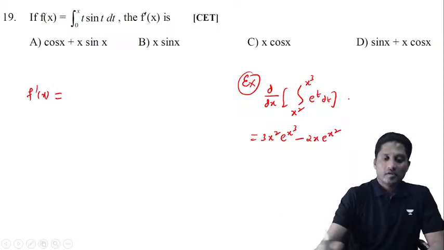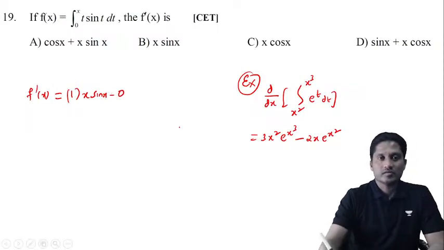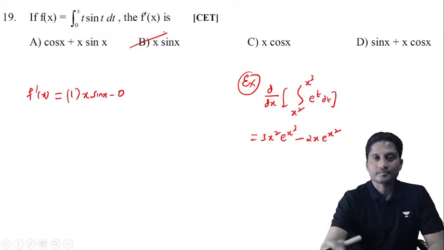Leibniz rule. If I differentiate the upper limit, that is 1. In place of t, you put upper limit x sin x. The differentiation of lower limit is 0. So answer is x into sin x.